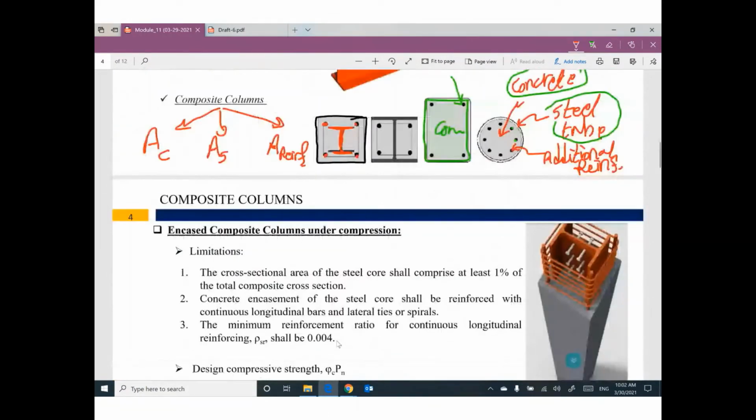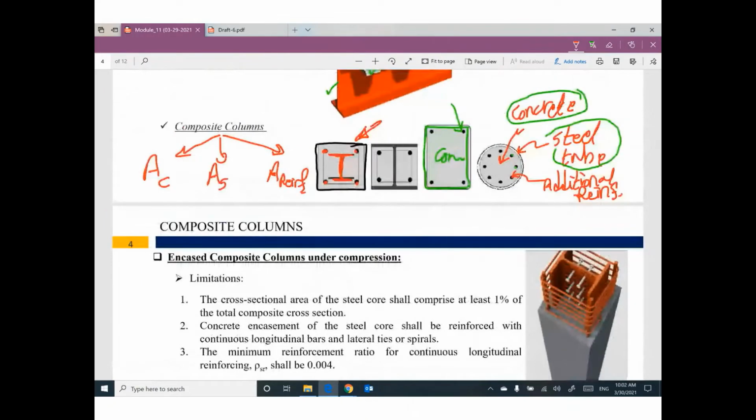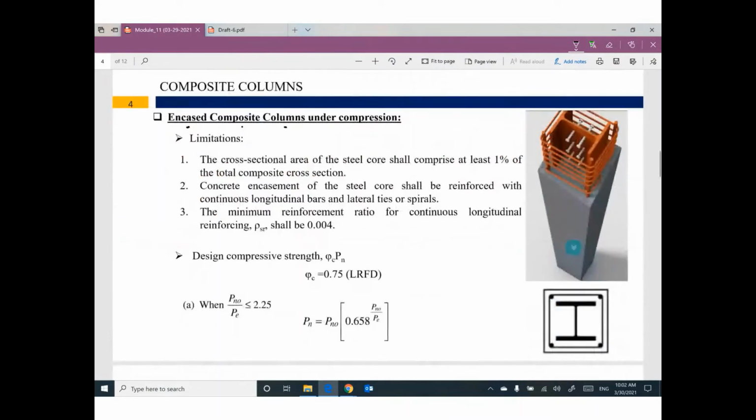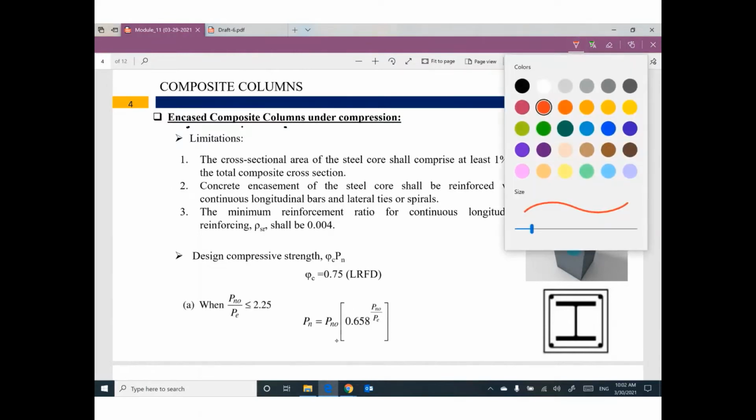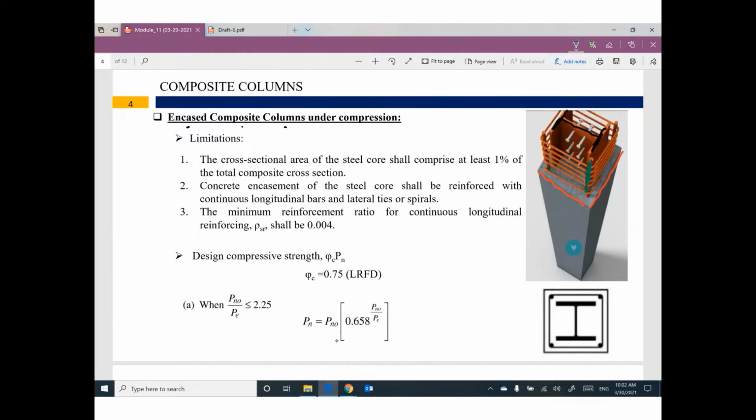Let's start with the first one, this one. I will call it encased composite columns. Encased means we have steel column embedded inside concrete column, besides vertical reinforcement. That makes sense? Something looks like this.